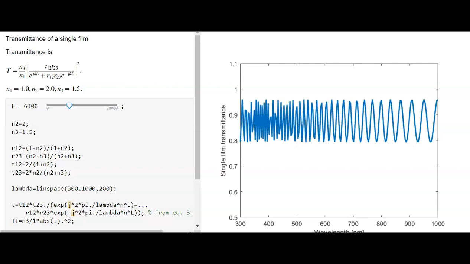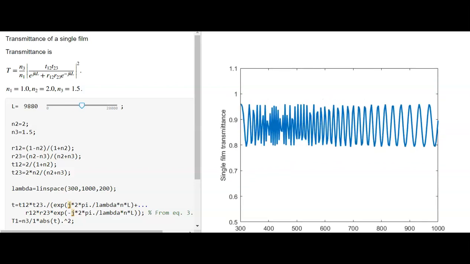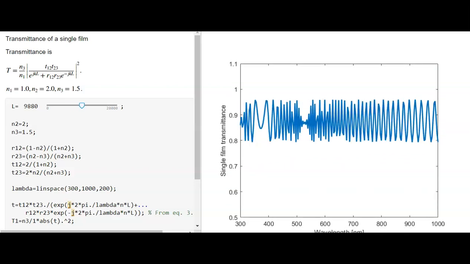Eventually, the oscillation will be so dense that we cannot really measure it, but the measurement is an average over the optical bandwidth of the detector. So how can this be taken into account in simulations?